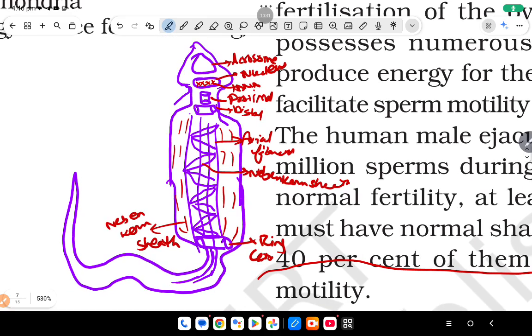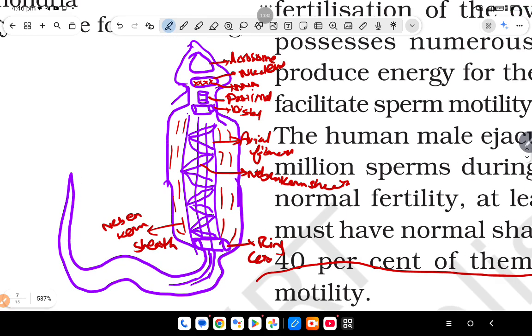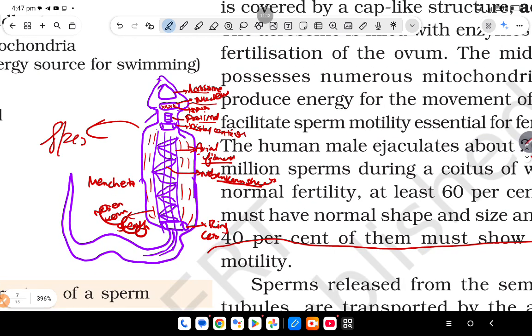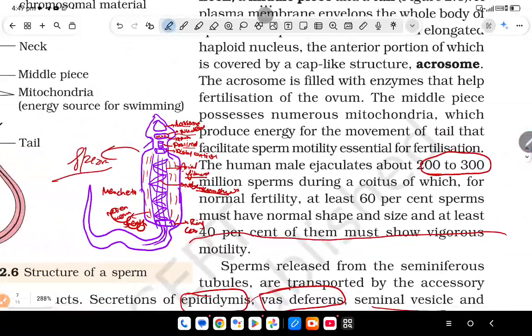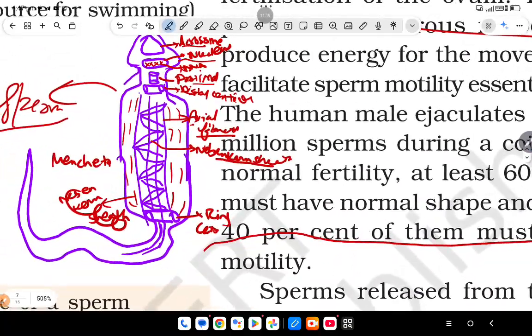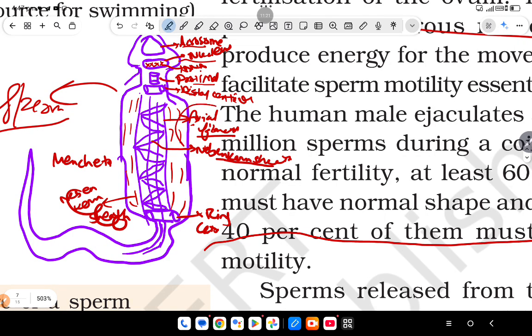You can see the elongated nucleus, the acrosome here, the nucleus, and the distal and proximal centriole is present, the axial filament, and the Nebenkern, the outer sheath thing. This is a thin layer of cytoplasm. The sperm basically looks like this. The numerous mitochondria are depicted by the axial filament and the Nebenkern. These are the numerous mitochondria.